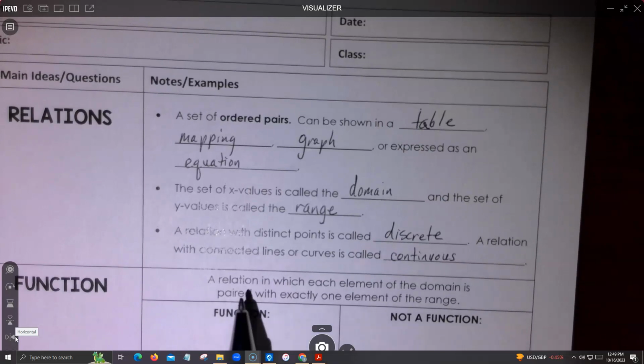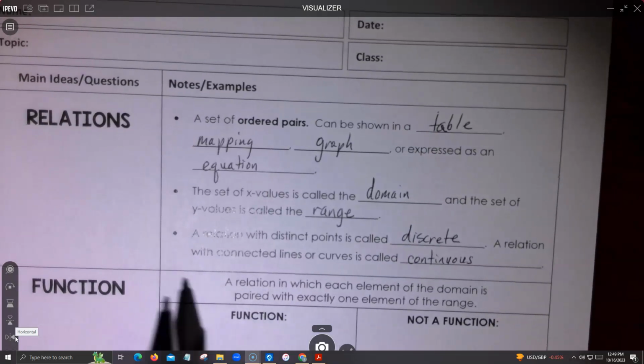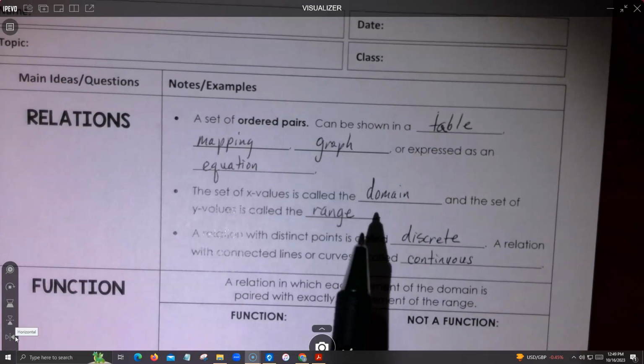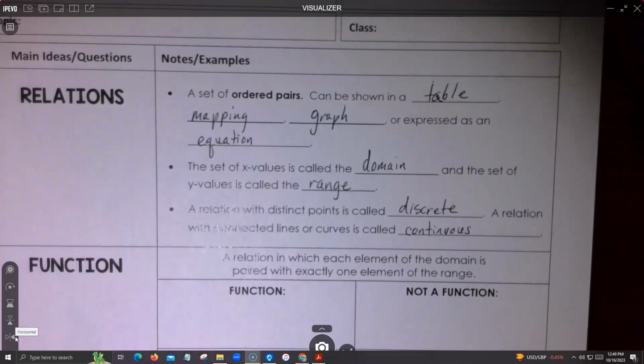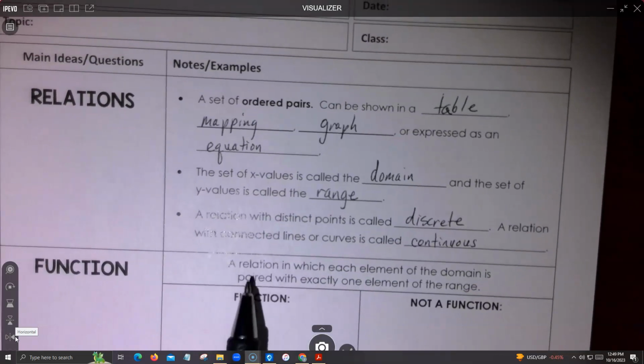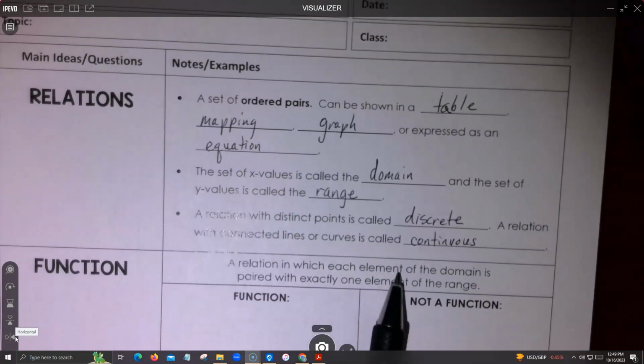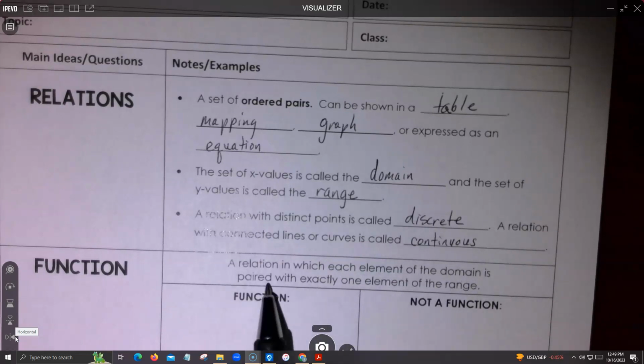All right, so a function. A function is a specific kind of relation. So everything we talk about today is considered a relation. Some of them are functions, and we'll talk about that. A function is a relation in which each element, which basically means each number, in the domain is paired with exactly one element or number of the range.